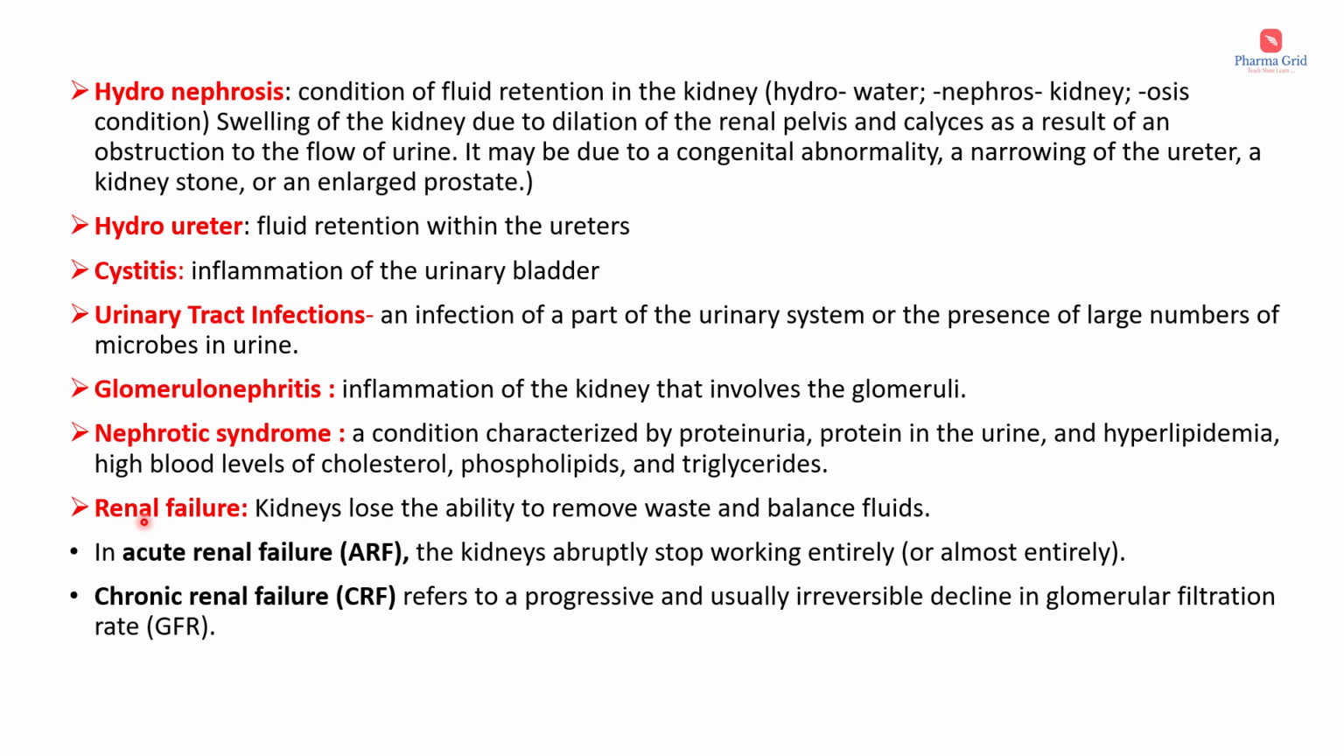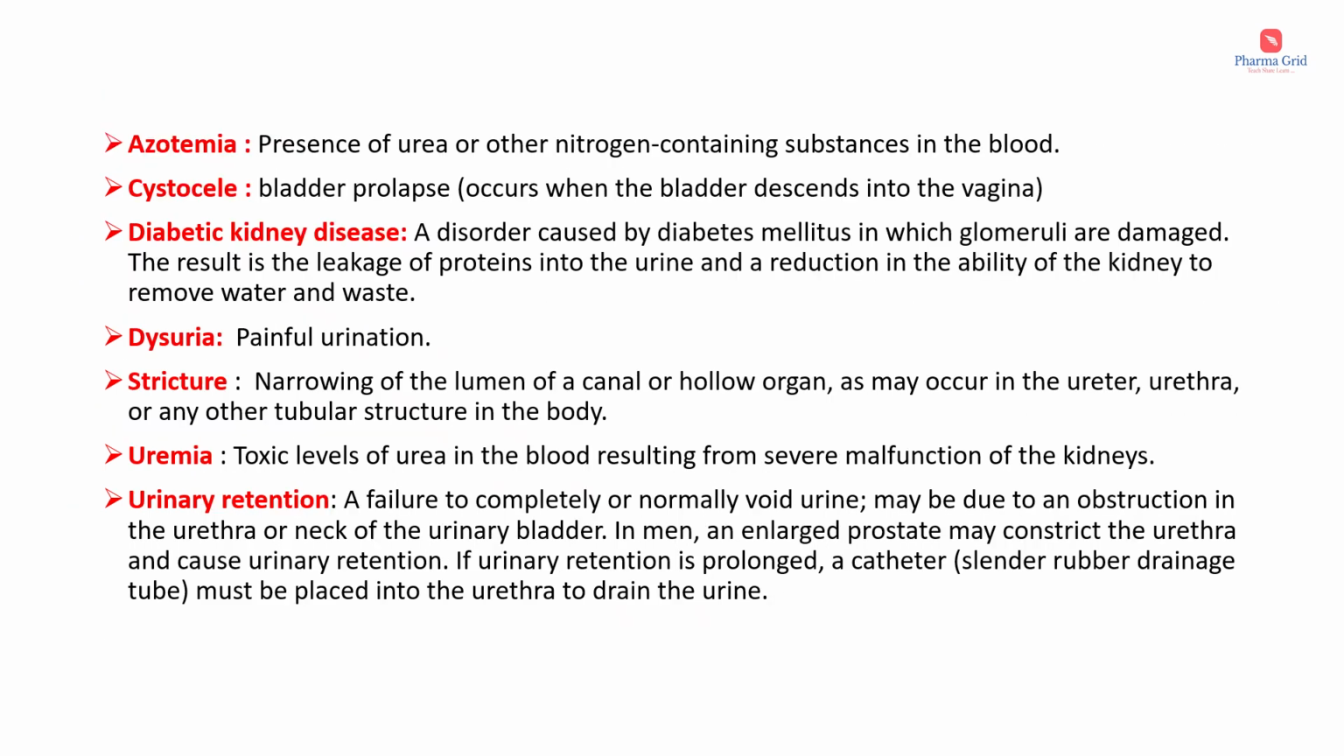Then renal failure. That is, the kidneys lose the ability to remove waste and balance fluids. Renal failure can be further categorized into two, that is acute renal failure and chronic renal failure. In acute renal failure, that is ARF, the kidneys abruptly stop working entirely or almost entirely. Then CRF, or chronic renal failure, refers to a progressive and usually irreversible decline in glomerular filtration rate. Azotemia is the presence of urea or other nitrogen containing substances in the blood.